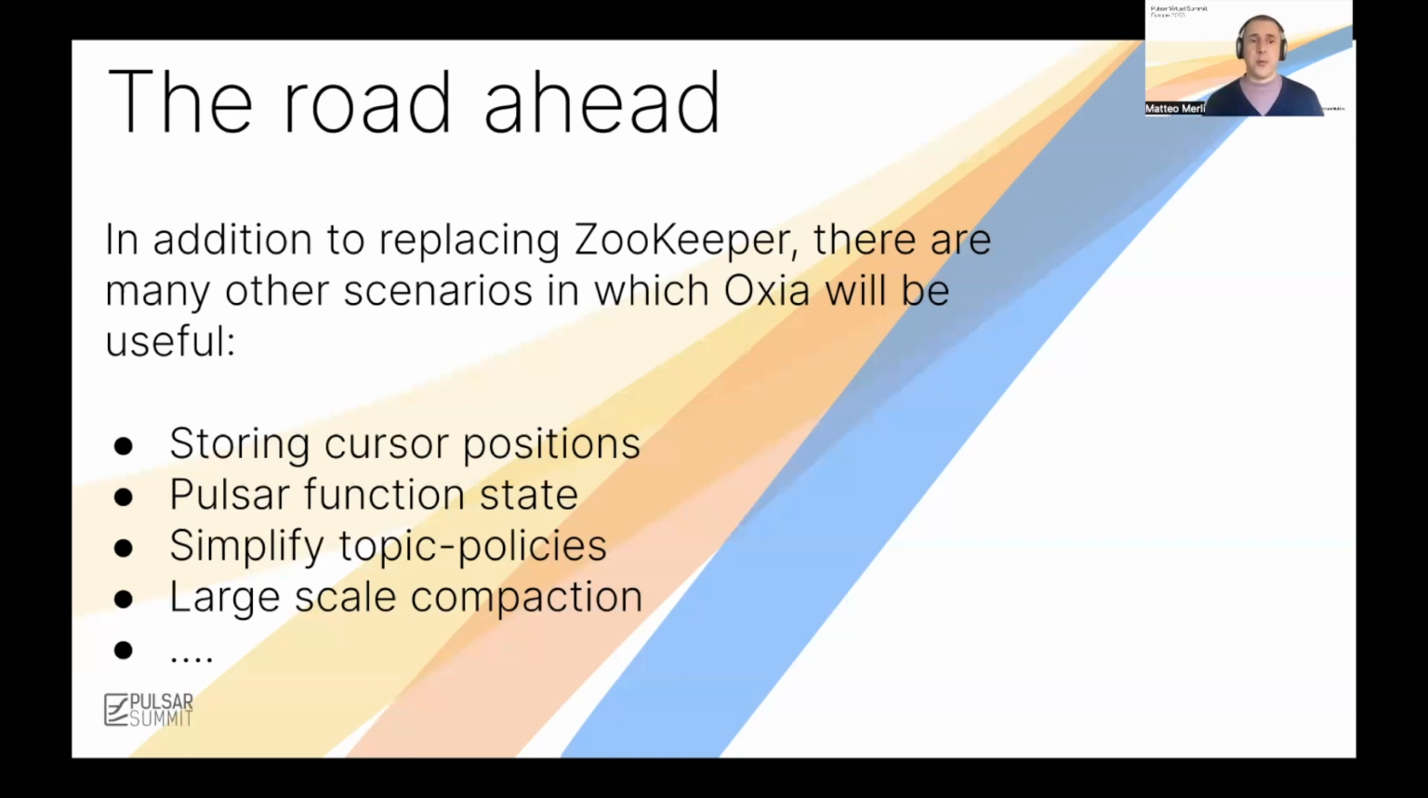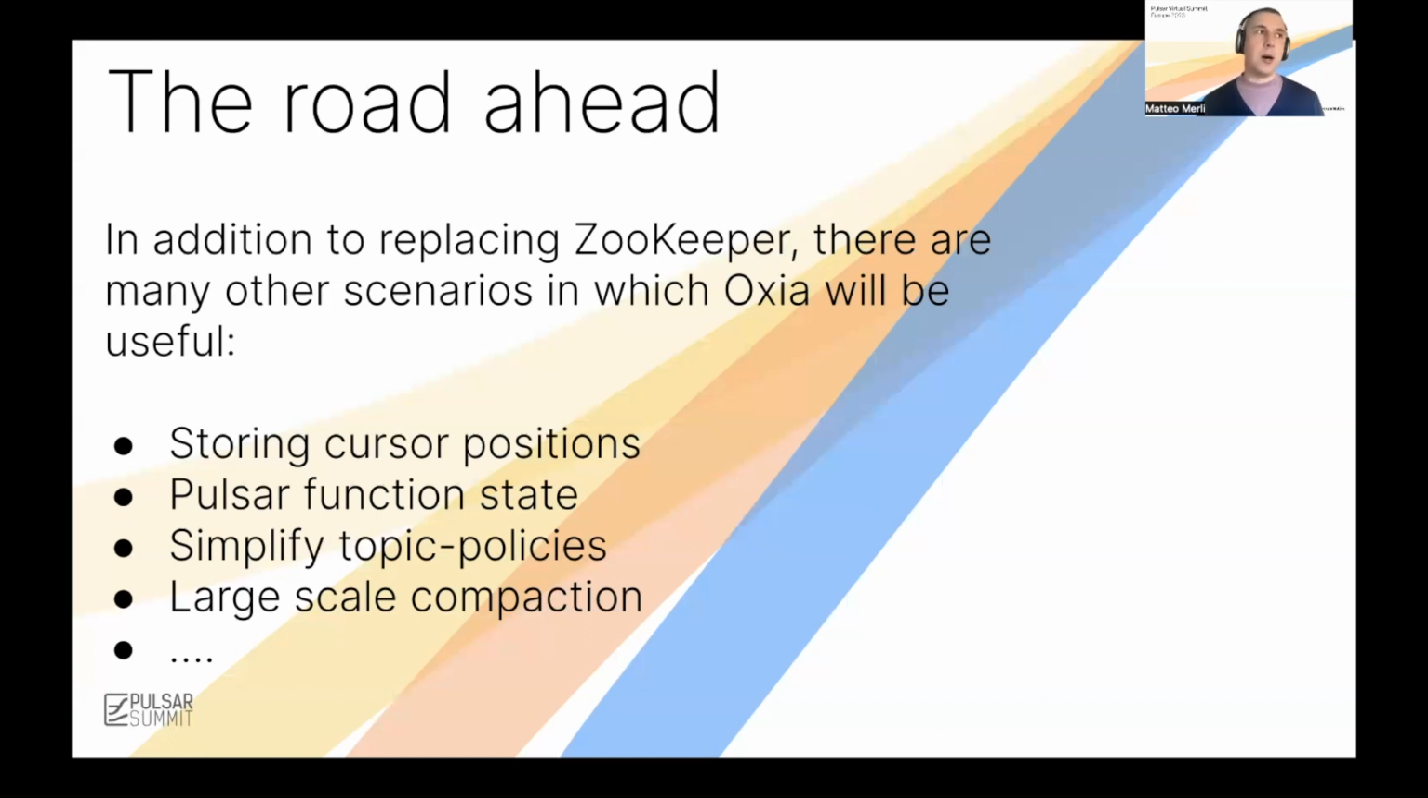Another one is Pulsar function state. Pulsar Functions can have a state. Right now there is a ZooKeeper table service, but we want to eventually migrate that to support Oxia as well. Or things like system topic policies, which use topics to store the topic policies. Again, the reason for doing that was because it was not scalable to do so in ZooKeeper and so on.